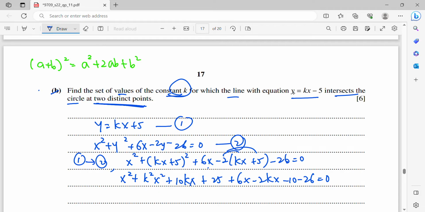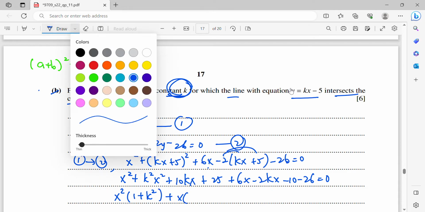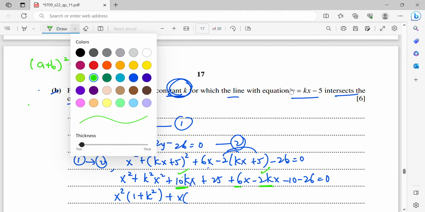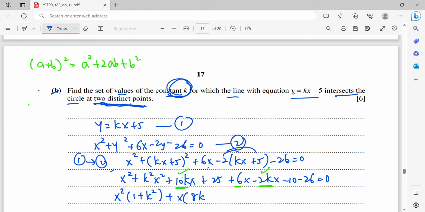Alright, so now, we need to get 2 distinct points. And our concern is to find a k for which it has 2 distinct points. So it means that now I need to group the x squared. So it will be 1 plus k squared. Then I get the x as a subject. By factorizing the x, I will get 10k minus 2k, which will be 8k. Then plus 6.